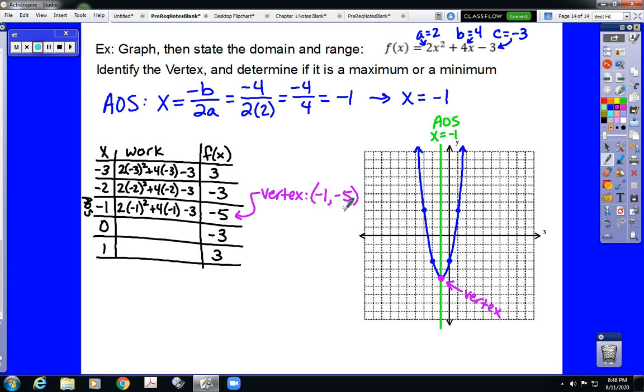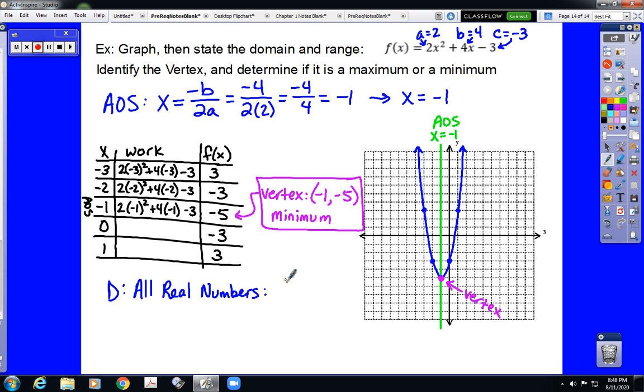And again, since a is a positive number and this parabola opens upward, that vertex is a minimum value. It is the lowest point on the graph. And in fact, the minimum value in the range is -5. So then we go to the list. The last part of the problem is to list the domain and range. The domain, again, for every quadratic function, is all real numbers. So we'd write that in interval notation as -∞ to +∞.